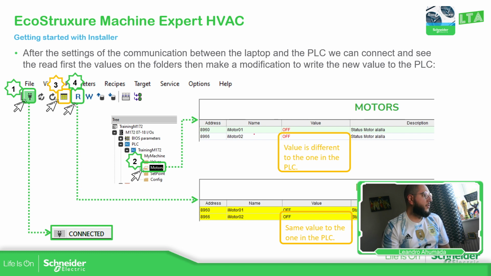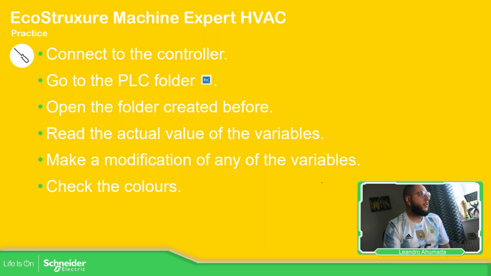But it's different. So once we are connected, we have different colors. If it's red, it means that the value that you have right now on the installer, on the config, on the commissioning, is not updated. Okay, so it could be that it is the value that the PLC has or not. And if it's black, it means that it's the same value as on the controller, and probably the same value as default.